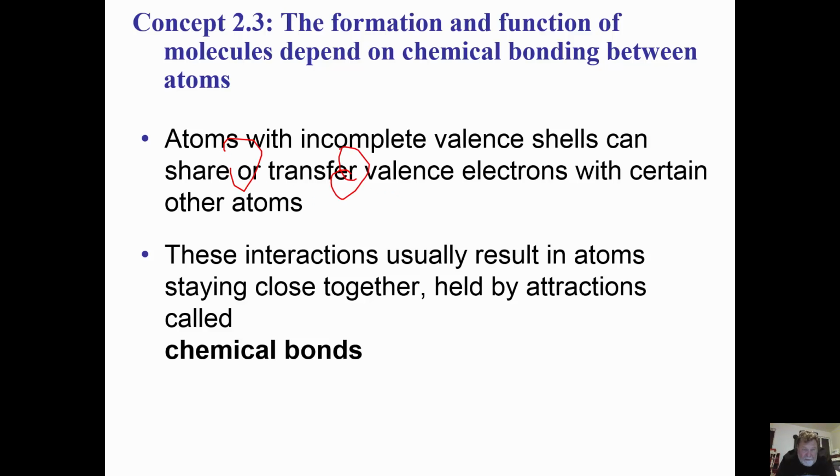Sometimes it's better to give: if you have one extra, it's better to give up that one extra than to hunt around for all the rest of these. And these are what we call chemical bonds. And it's the breaking or the making of these chemical bonds that really gives us the chemistry that occurs in life.